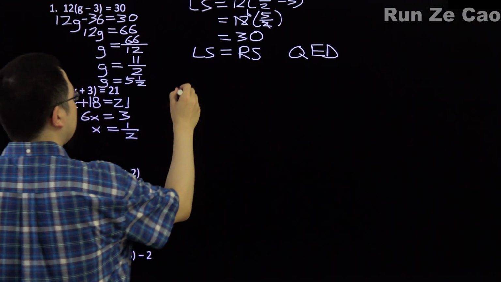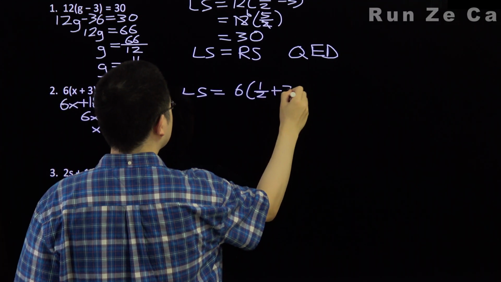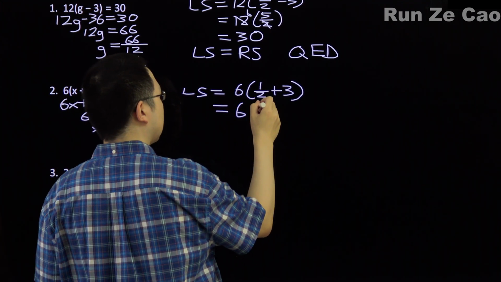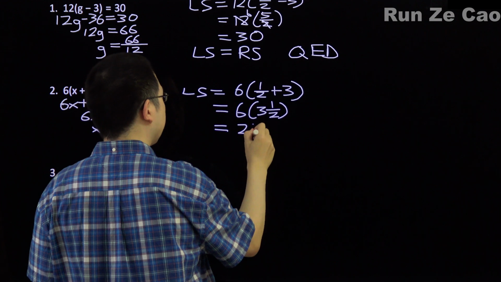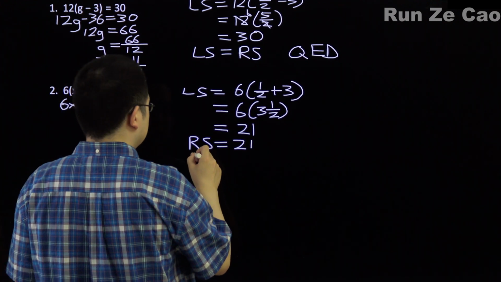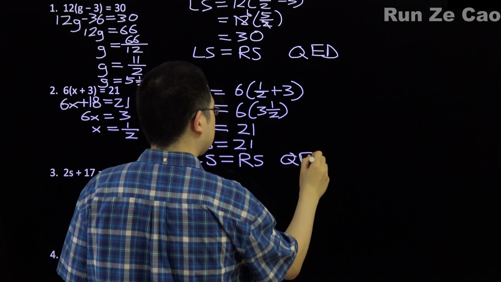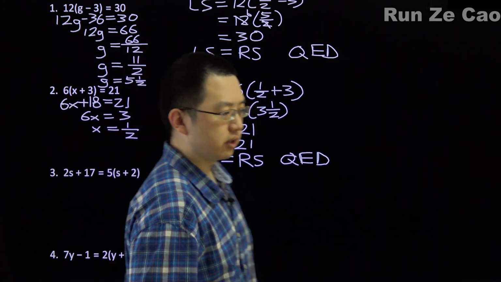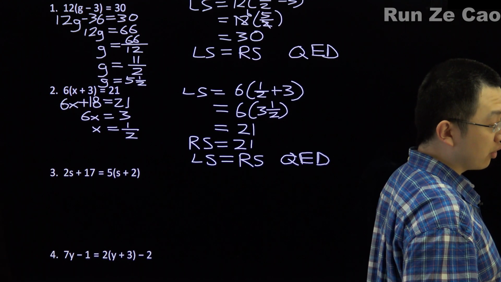And for checking, we got left side is equal to 6 times 1/2 plus 3. So that's going to be 6 times 3.5, which is 3 by 7. So that's 21. Depending on teacher, you may have to state that right side equals 21. But left side equals right side, QED is how you end anyway. So you might have an extra line that says, oh, right side is also equal to 21, or right side is also equal to whatever you found for your left side. If it's not, of course, you did something wrong.